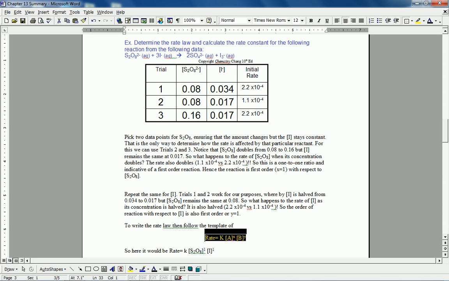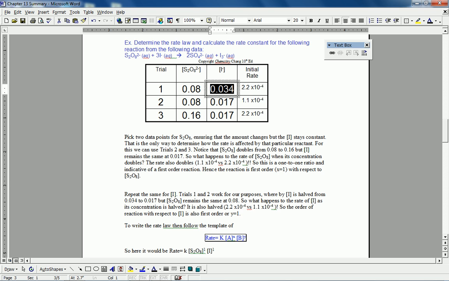Let's do the same thing here for I minus. I'm going to select a data set in which S2O8 remains the same, so there, trials 1 and 2. The concentration of S2O8 is 0.08 molar, and so let's see what happens to I minus. I minus does vary, so that's good. In trial 1 we see 0.034, and in trial 2 we see it drop to 0.017, and that means it's halved. It's exactly 1/2 of what it was in trial 1.